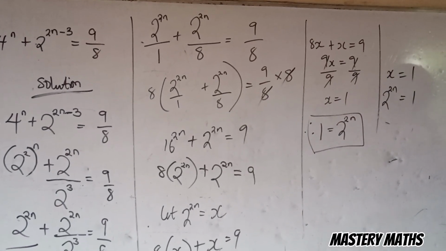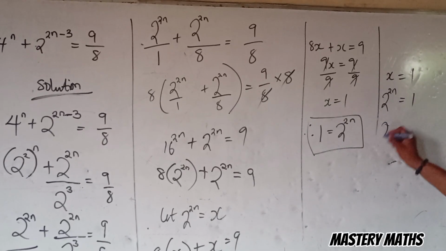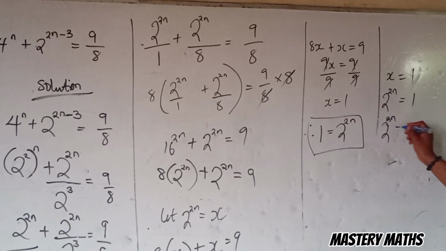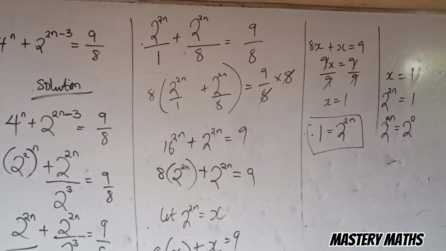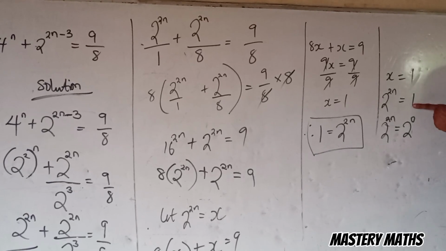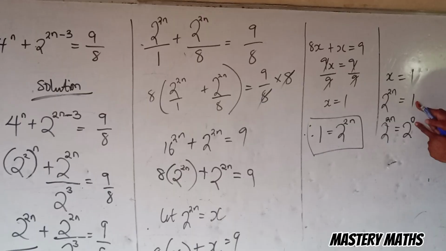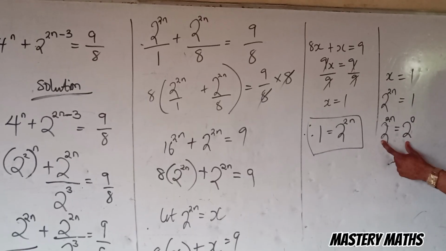Now, we use the law of indices, which says whenever a number is raised to the power of 0, it gives you 1. Now, since here is equal to 2 raised to the power of 2, and here will be 2 raised to the power of 0. Why? Because the law of indices says when a number is raised to the power of 0, it gives you 1. So 2 raised to the power of 0 will give you this 1. It's the same thing as this 1. So the bases now are equal.